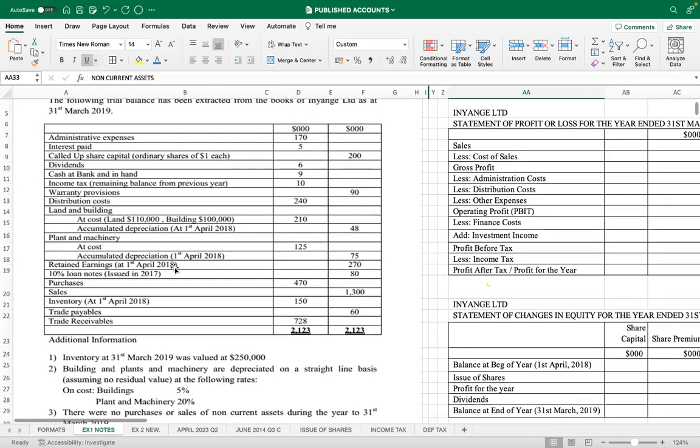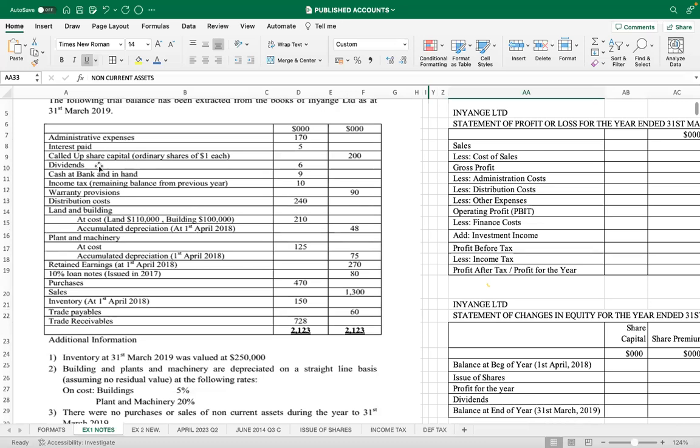Now, non-current assets are normally arranged in the order of permanence, from the most permanent to the least permanent. And also, you can arrange them according to the standard covered. Maybe there is a standard on IAS 16, you start with PPE. Maybe there is investment property, you go to investment property. Maybe there is intangible assets, you list intangible assets. So you can list them according to the standards.